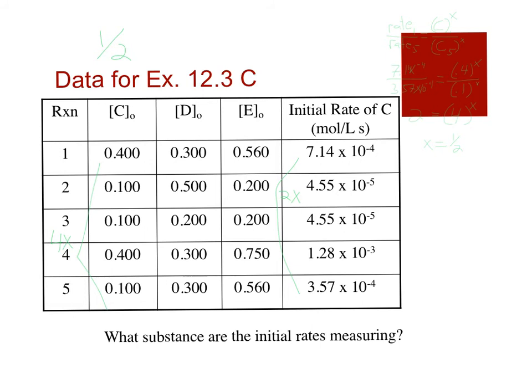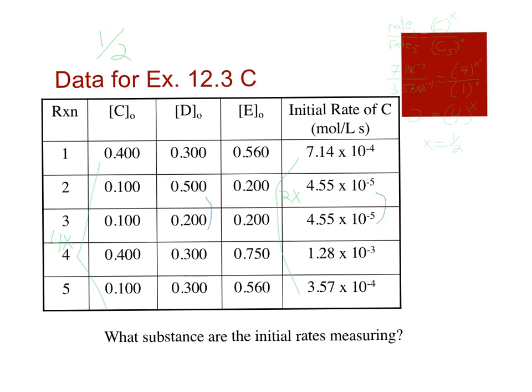In order to find D, we need to compare trials 2 and 3. So for trials 2 and 3, C is constant, 0.1 to 0.1. E is constant, 0.2 to 0.2. And this one's difficult as well. It's going from 0.2 to 0.5, which is 2.5 times bigger. But look at the rate. The rate is not changing at all.